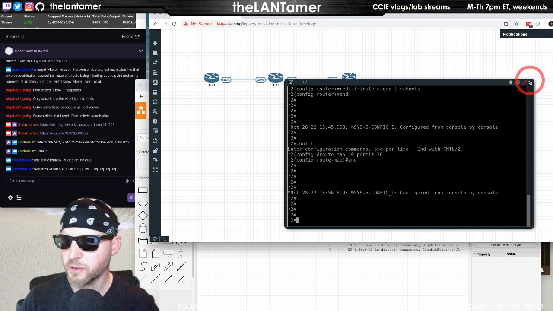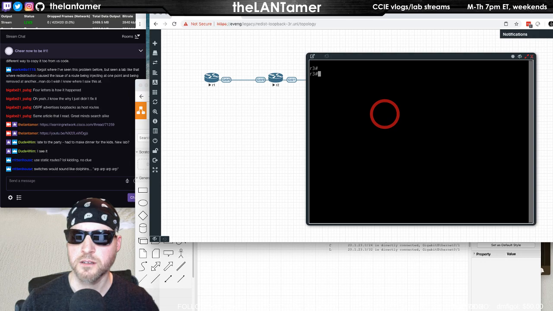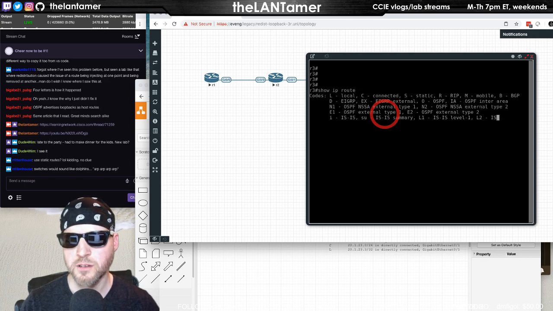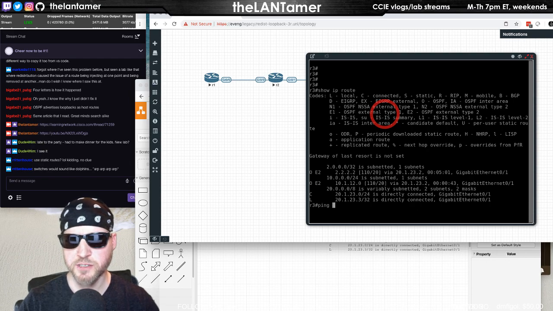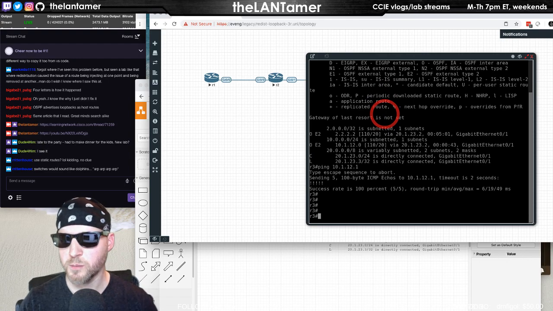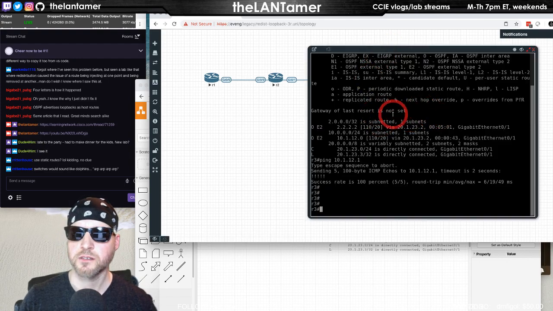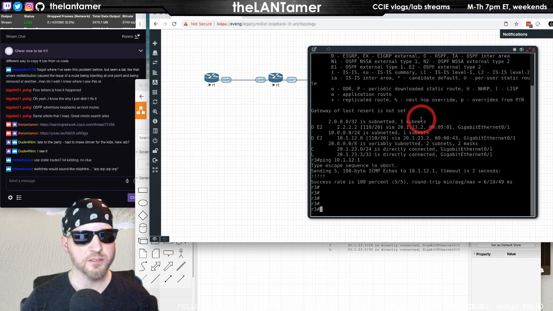So let's go back to router 3. Show IP route. And there it is. Now we should have reachability. And we've met our requirement. Good deal. That's the solution, folks.